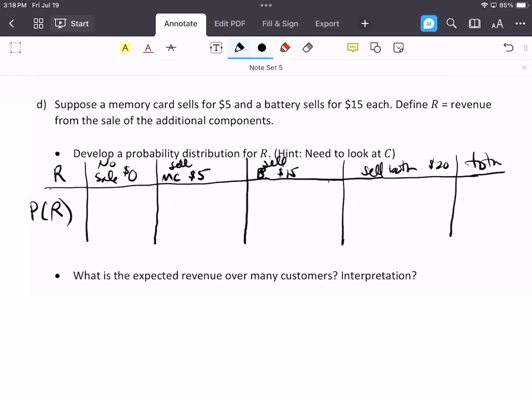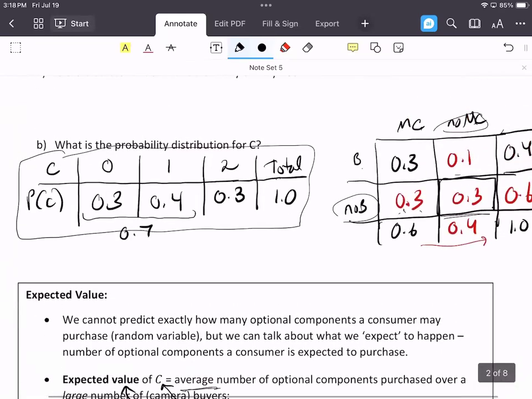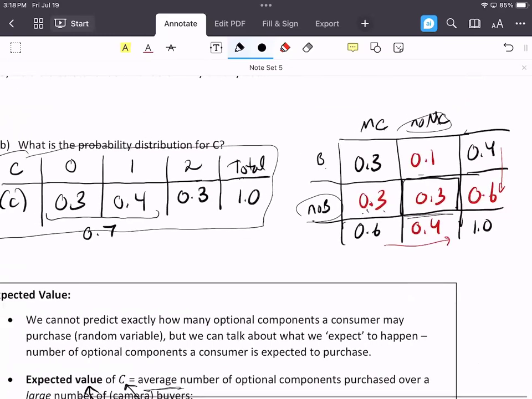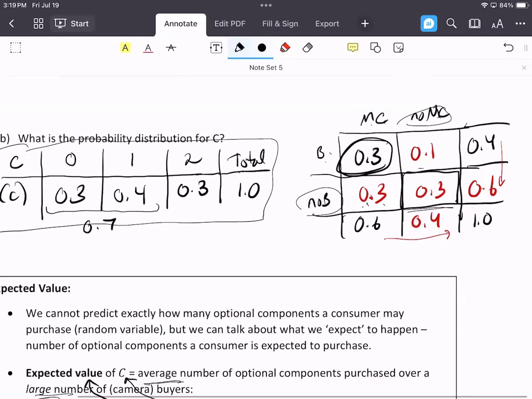Now, what do my total of my probabilities have to be? And you're going to get sick of me saying this, but it needs to be 1. All right. So now we're interested in no sale, just a memory card, just one battery, and to sell both. Can we get that information from something we've already done? And the answer is yeah, it's right here. So I'm going to circle these using different colors so it can be clear where the things came from. This is the first one. No sale. We know that here's where we sell both, and here's where we sell neither.